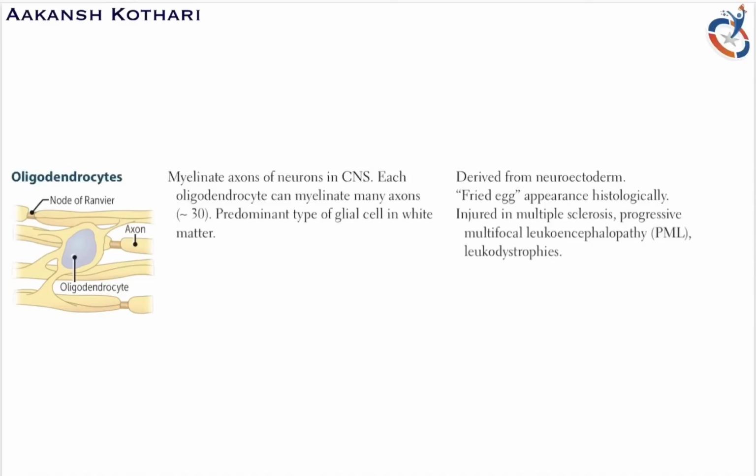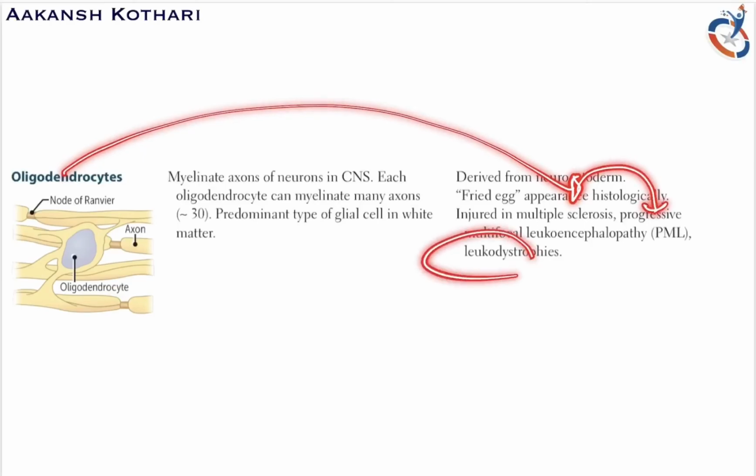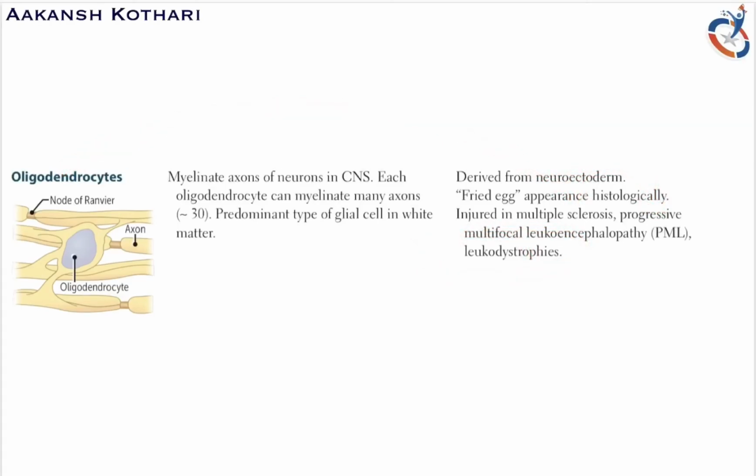Now, it appears like a fried egg histologically and is injured in multiple different CNS problems, that is multiple sclerosis, progressive multifocal leukoencephalopathy, that is PML, and leukodystrophies. Okay, is this clear? So, it is injured in multiple sclerosis, PML, and leukodystrophies. So, this is all about the different types of cells present in the nervous system.